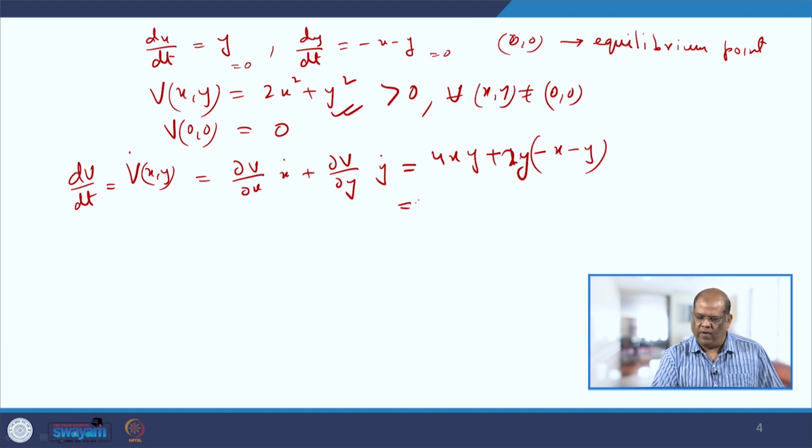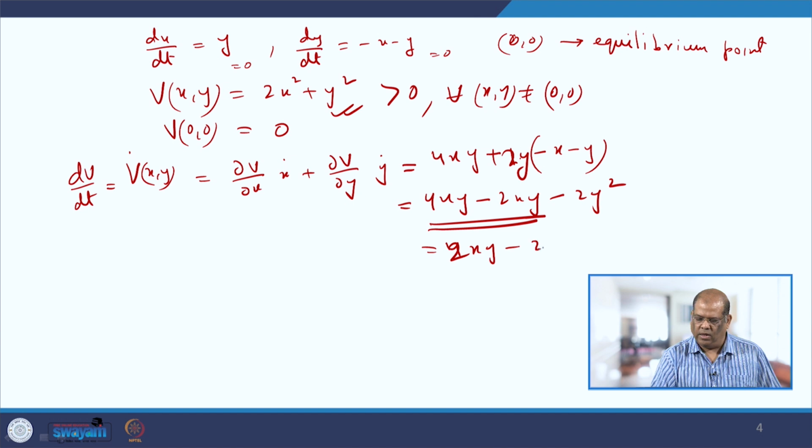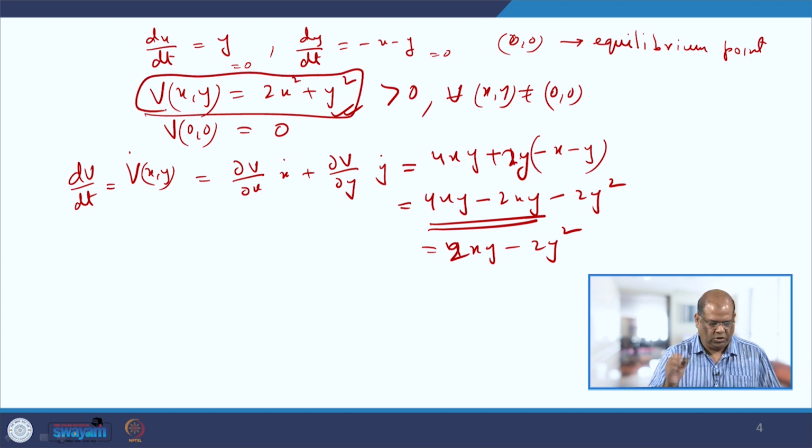And if I simplify this, I get 4xy minus 2xy minus 2y square. So, here I get 2xy minus 2y square. So, the conclusion is, with this form of Lyapunov function, your definiteness cannot be determined, hence I cannot conclude about stability with this form of Lyapunov function.